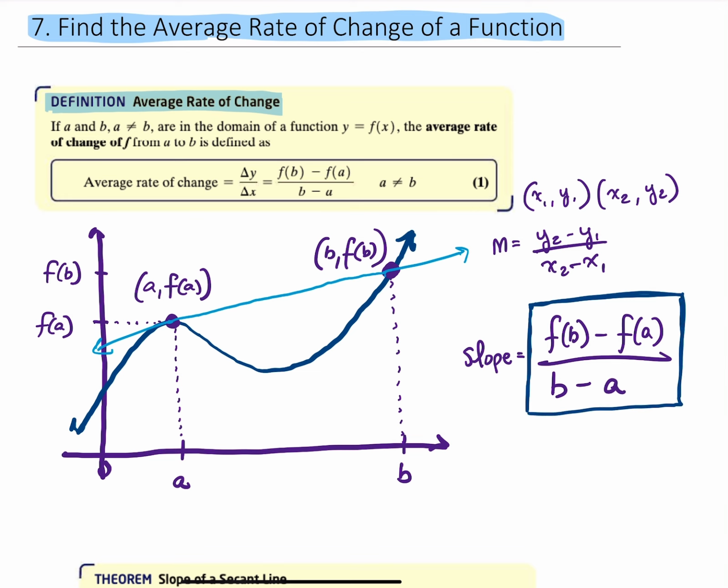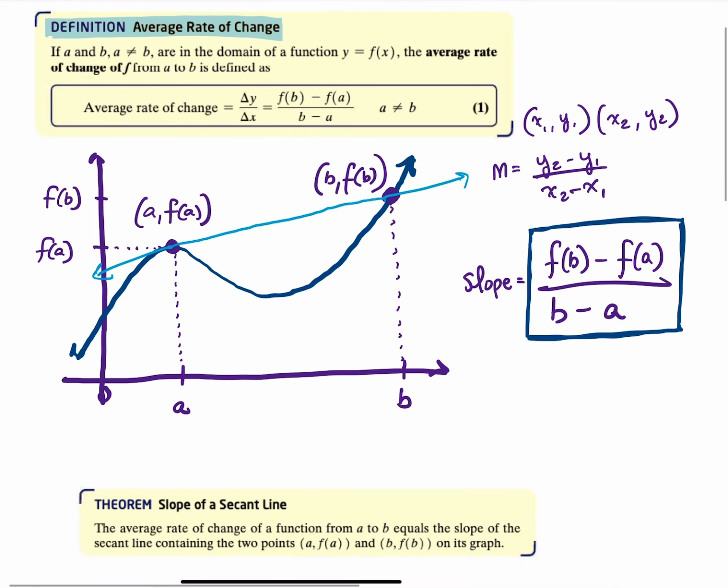On average, how is it changing? Is it going up? Is it going down? We can view that as a slope. So this line that I drew, this blue line, you can call that the secant line on a graph. It's a line that slices through the function at 2 points. So that's what they're saying down here, the slope of a secant line. It says the average rate of change of a function from a to b equals the slope of the secant line containing those 2 points, a, f of a and b, f of b.